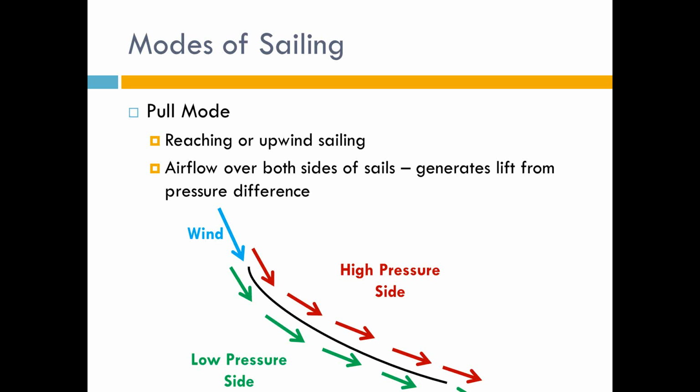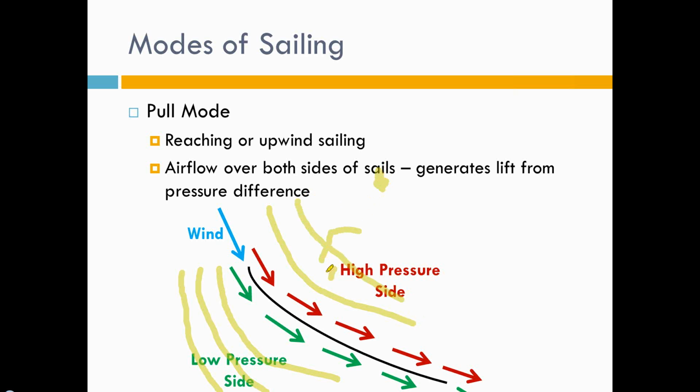So when you're reaching and when you're sailing upwind, you get flow over both sides of your sail, and you're going to generate lift from that pressure difference. So I have kind of the simplified drawing down here, and let's see if we can relate it back to those earlier slides. So we have the wind as the blue arrow, and we have our streamlines, which exaggerated would take this shape around the sail, right? So we know atmospheric pressure out here, so as we cross in, we increase pressure, and then as we cross in, we increase pressure again, so we know that that's the high pressure side.